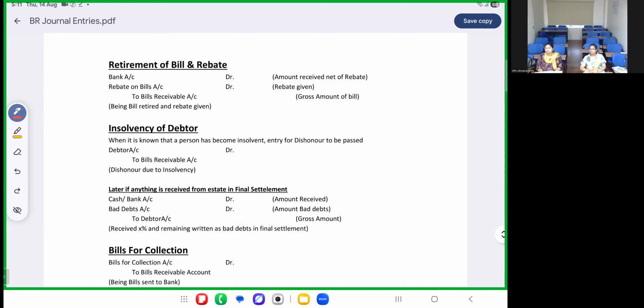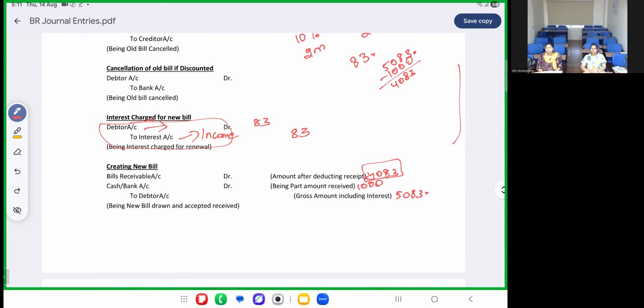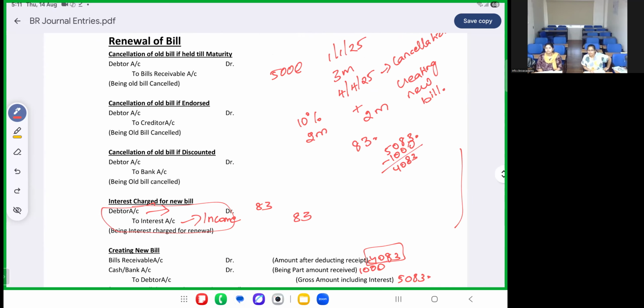So first case, what is the first case? Renewal of bill. They are not able to make the payment. 3 months time I have given to make the payment. They are not able to make the payment. They want extra time.